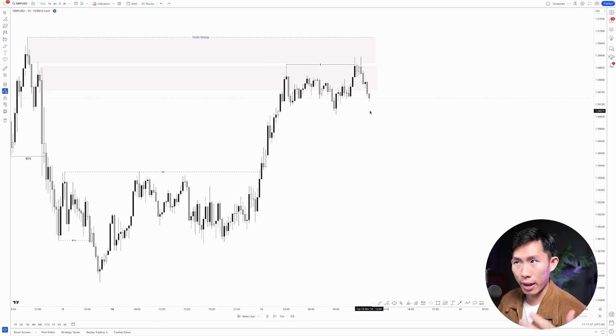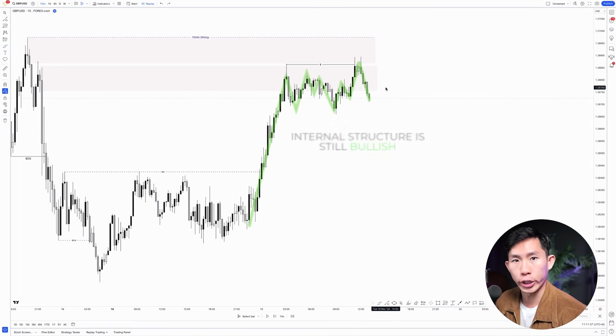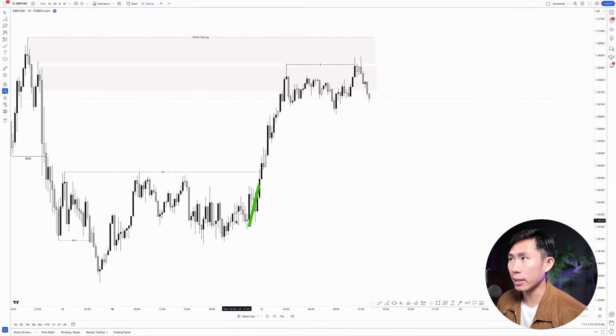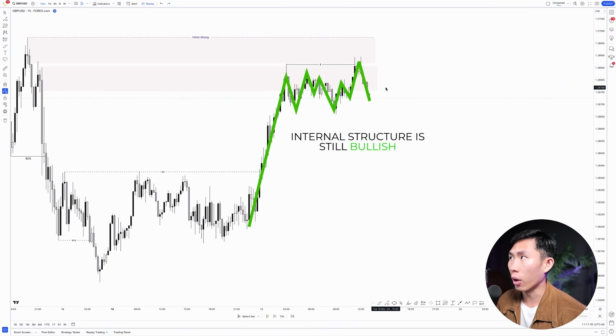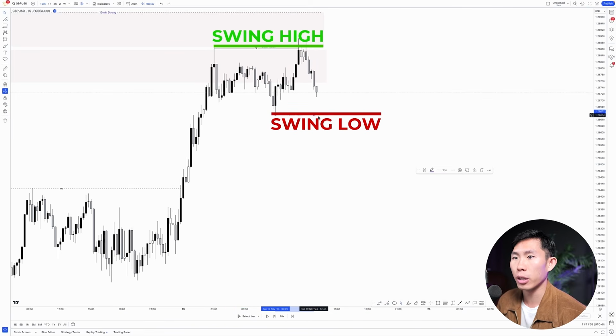Now, at this point of time, we got our liquidity sweep, but that does not allow me to enter the trade yet, because what can happen is that price can still go up even further because the internal structure is still bullish. So you map out your internal structure, and you will see that this is the last swing high, the 15-minute swing high, and this is the last swing low that we have right here. So this is actually our 15-minute swing low.